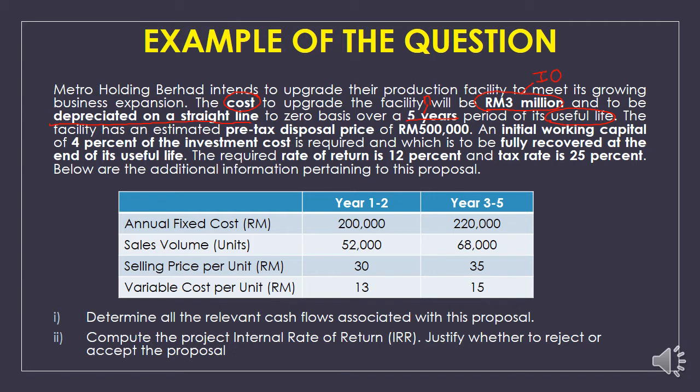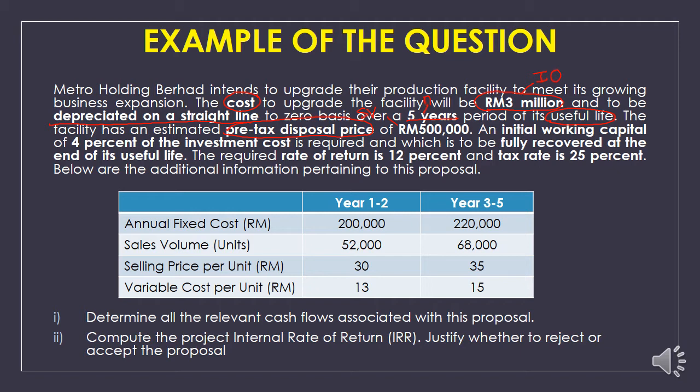Continue. The facility has an estimated pre-tax disposal price of RM500,000. Pre-tax disposal price here represents the salvage value. Disposal price is equivalent to salvage value, and pre-tax here represents before-tax salvage value. So SV is equal to RM500,000.